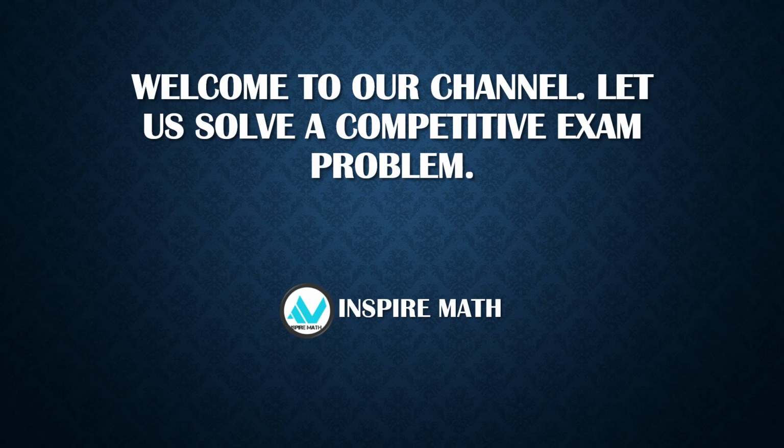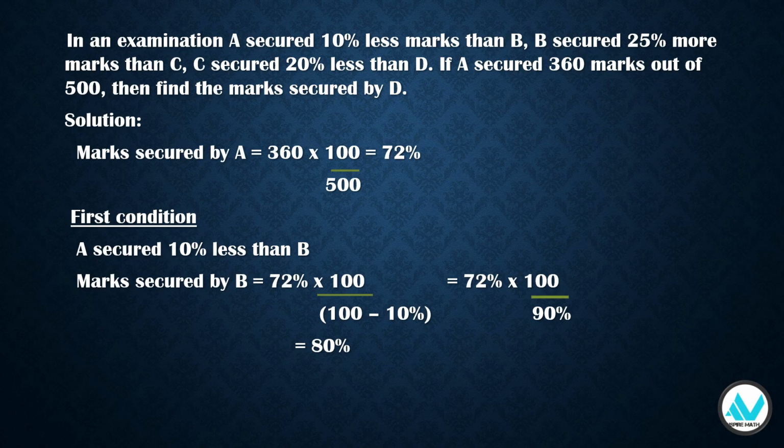In today's video, we are going to see how to solve a competitive exam problem in a very simple way. Now let us see the problem. In an examination, A has secured 10% less marks than B, B has secured 25% more marks than C, and C has secured 20% less than D. If A has secured 360 out of 500, then find the marks secured by D.